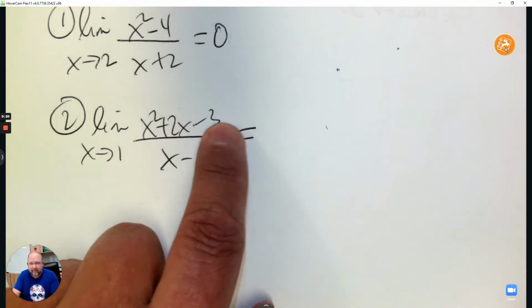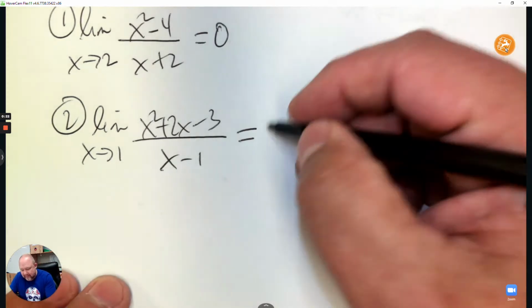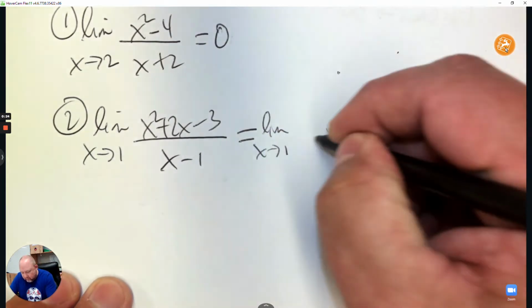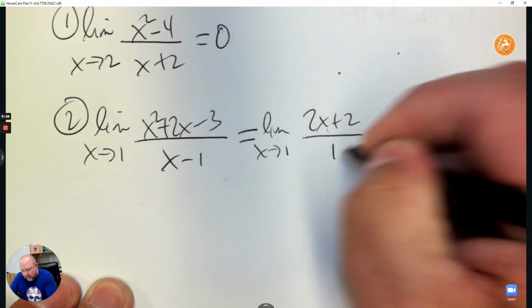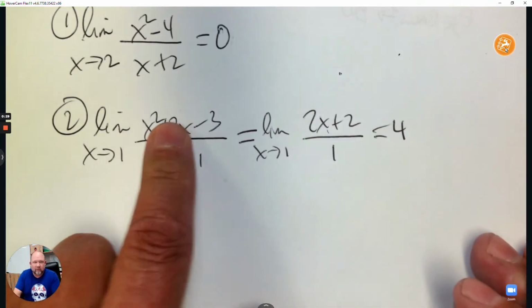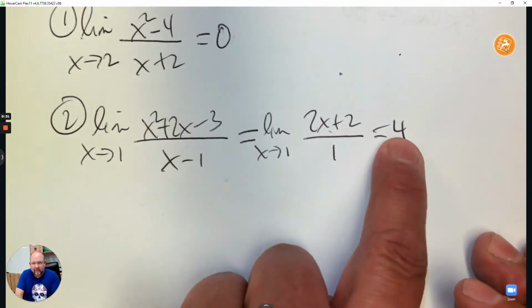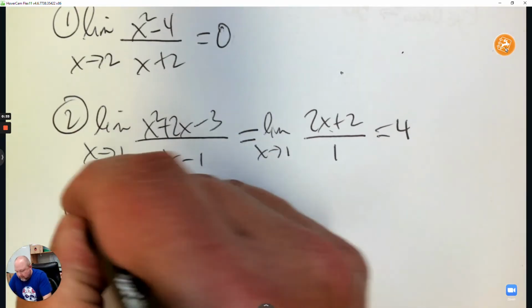Evaluate at 1, that's 0 over 0, that's indeterminate. So L'Hopital's rule says take the derivative, and then you can re-evaluate. So I take the derivative, re-evaluate at 1, and the answer is 4. Number 3.